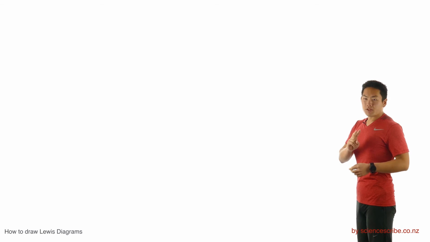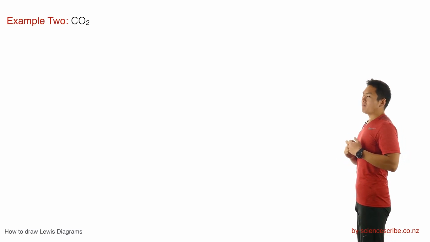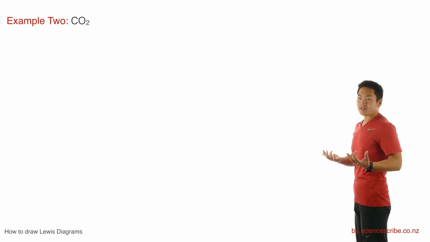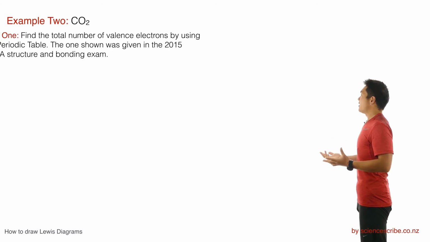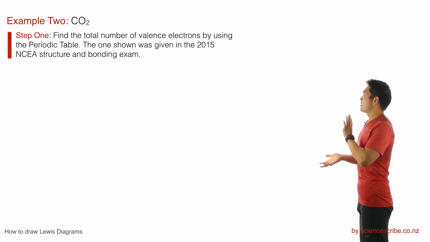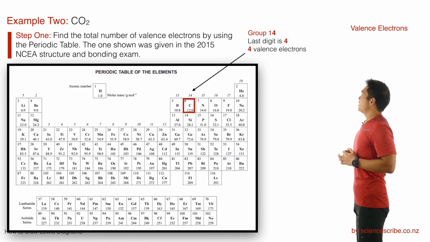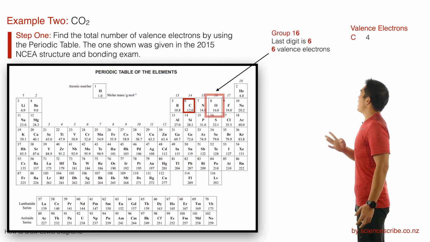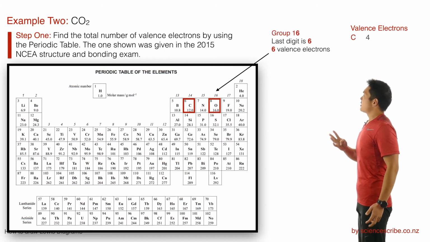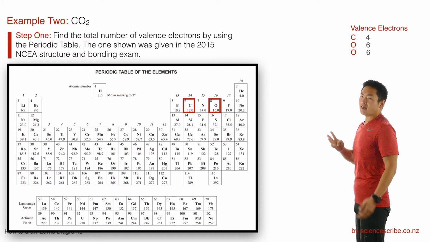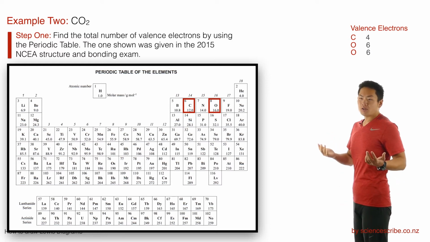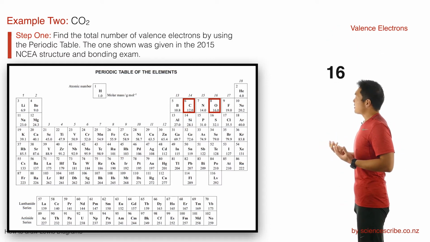In example number 2, I'm going to show you the Lewis diagram for a molecule such as carbon dioxide. I do the exact same thing as I did in example 1. So I'm going to need my periodic table again, and I'm going to look for the carbon and the oxygen on the periodic table. Carbon's in group 14, so carbon supplies 4. Oxygen's in group 16, so that supplies 6. Remember, when I'm taking the last digit, this gives me a total of 16 valence electrons.